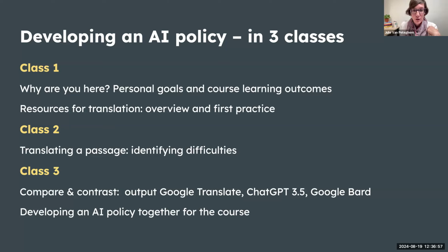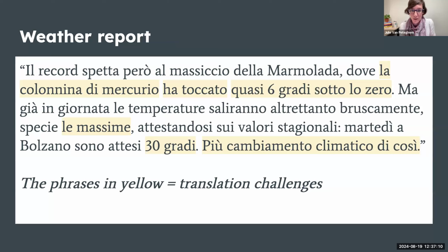So it all started from this weather report, a passage that I took from an Italian website, the weather somewhere in the north. I've been using this as a diagnostic for many classes. And what I have highlighted in yellow are some translation challenges. The students don't see this, but it's a well-chosen passage. There are some difficulties in there that I actually want to teach students how to solve over the course of the semester. So this is how we started in fall 2023.